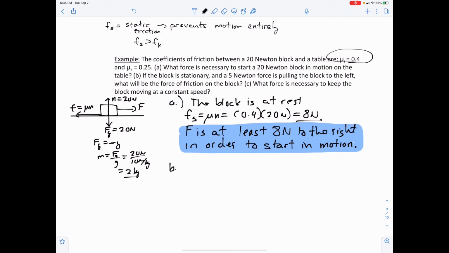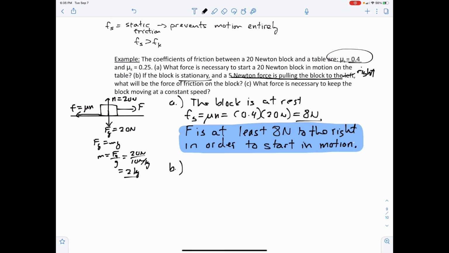Part B. If the block is stationary, well, stationary is not moving, and a 5 Newton force is pulling to the left, that's a typo, ladies and gentlemen, it should be to the right. Go ahead and change that. A 5 Newton force is pulling to the right. What will the friction force pulling to the left be?